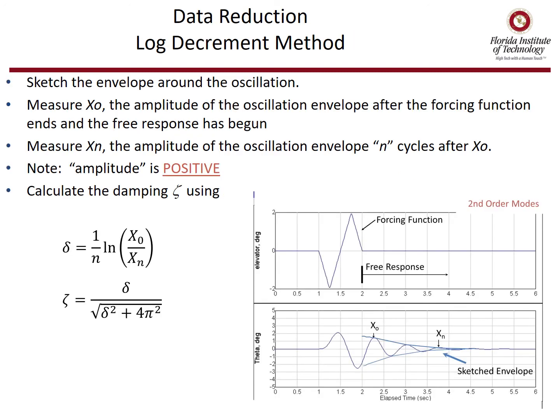Once we have a free response output to either the short period or the phugoid, we're going to want to then analyze the damping ratio and natural frequency. So we'll sketch the envelope around the oscillation. We're going to measure various peaks, X0, the amplitude of the oscillation after the forcing function ends and the free response begins, and then other X's, X sub n, the amplitude of the oscillation some n cycles after our free response has begun. So our amplitude in this case is always going to be a positive number, and then we'll calculate the damping ratio using the equation shown.